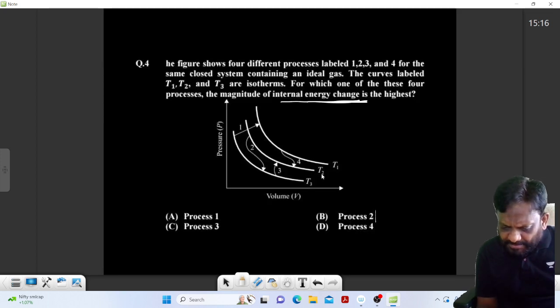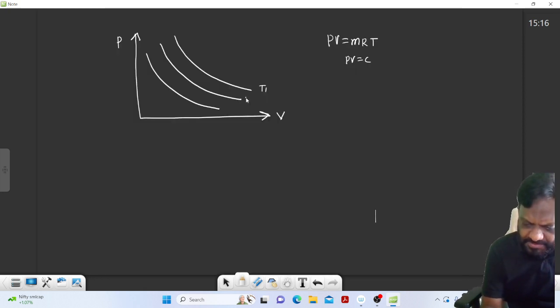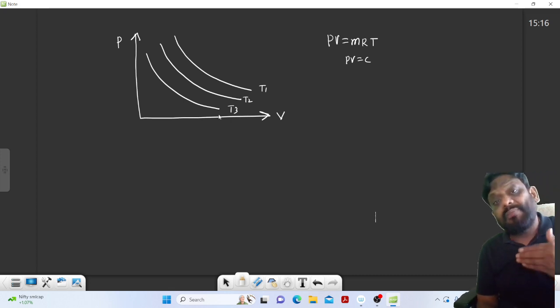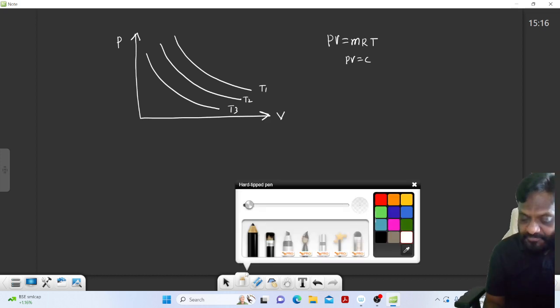T1, T2, T3. Exactly. So this is T1, T2 and T3. Let us see which temperature is highest. Everywhere along the first curve, temperature is constant and its value is T1. Everywhere on this one T2 is constant. Everywhere on this one T3 is constant. Now we have to see which temperature is maximum.